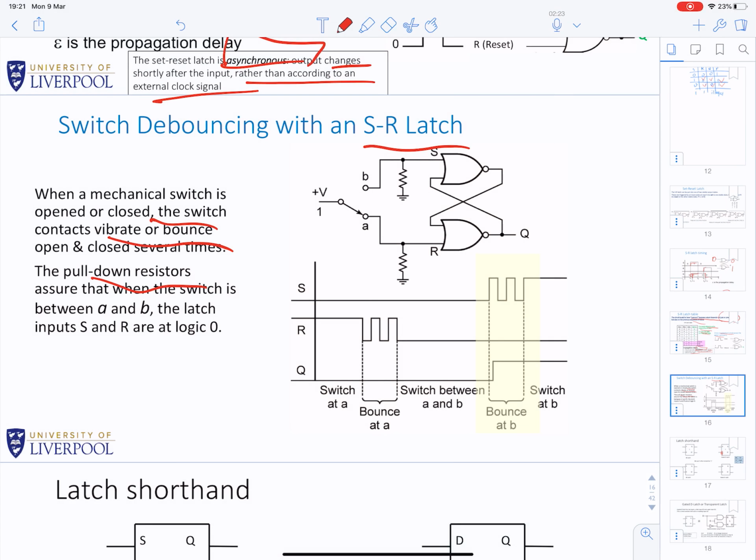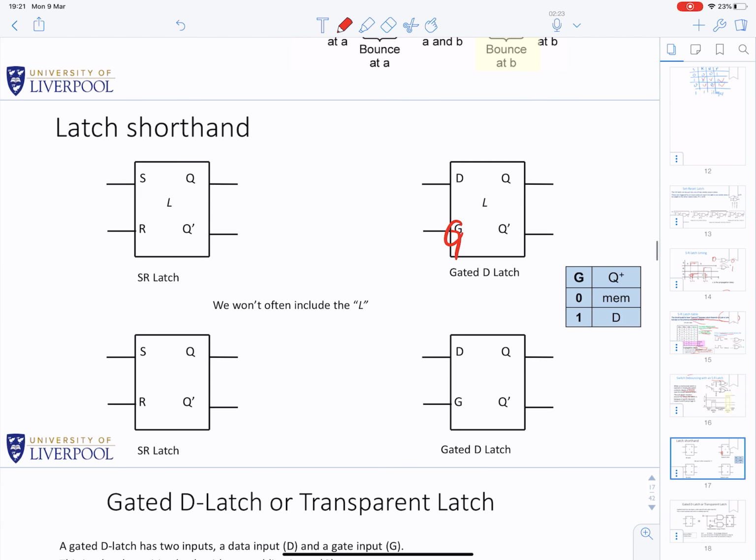Let's continue to look at the latch shorthand, which is, this is the S, this is the Q, and this is Q naught, and this is D, this is G, this is Q and Q naught, and this is S, this is R, this is Q and Q naught.